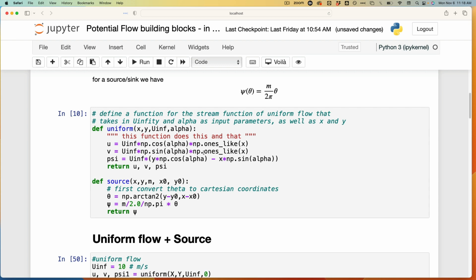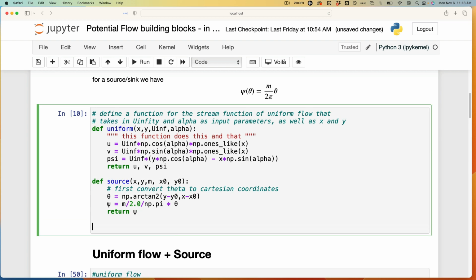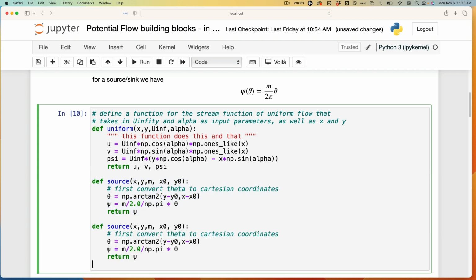All right, so let's program the doublet now. Same thing, I'm just going to copy the source and put it here. Notice how we grew from a simple uniform source at the origin. We moved the source away from the origin. Now we're going to do a doublet, also not necessarily at the origin, but at any possible location. So I'm going to call this a doublet.